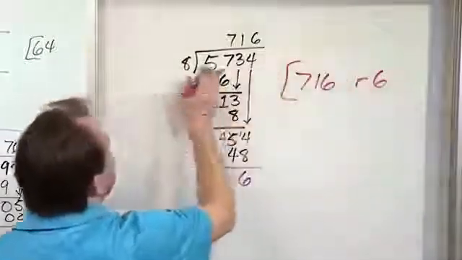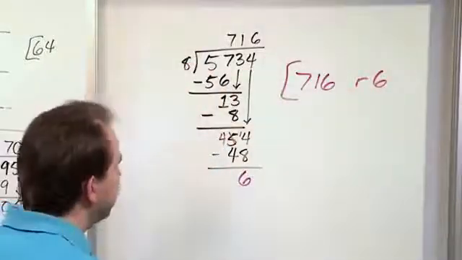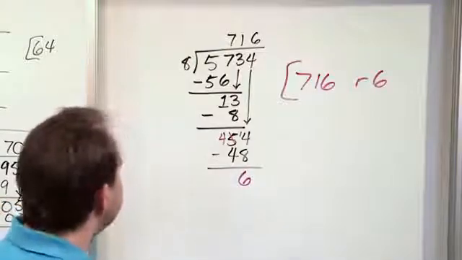Notice the remainder is always less than what you're dividing by. That's a really good check to make sure you're doing the right answer. 716, remainder of 6.